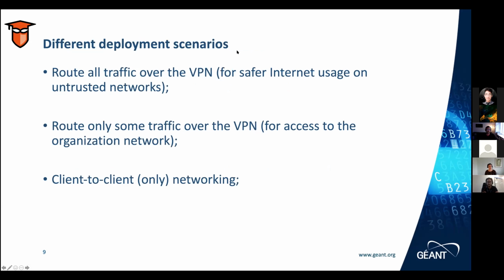And the way you deploy the VPN is up to you. You can decide to route all the traffic through the VPN. That's what we actually advise our people deploying a VPN to do. But you can also do split tunnels, that is only routing some of the traffic that is trying to reach your private network and not route the rest of the traffic, or do client-to-client networking.